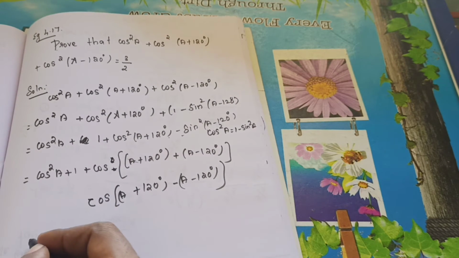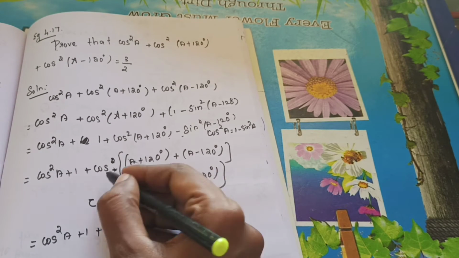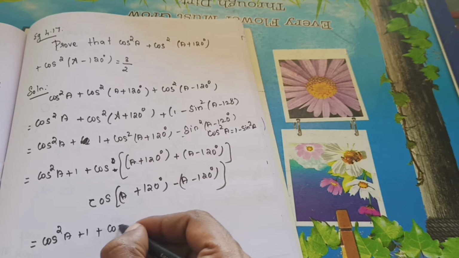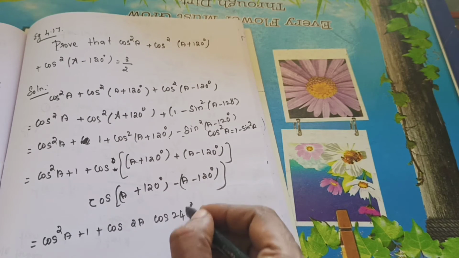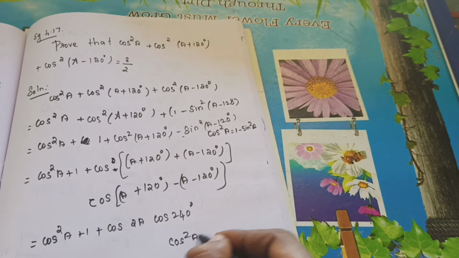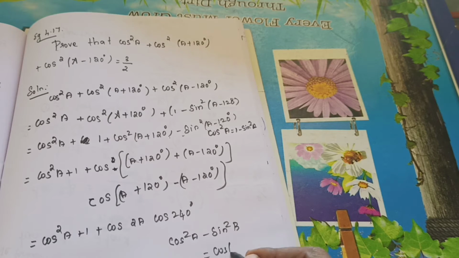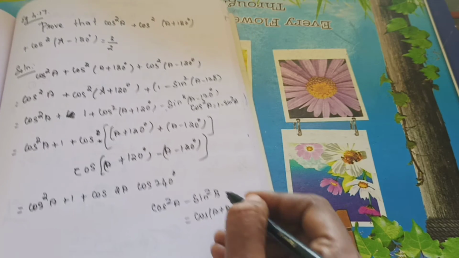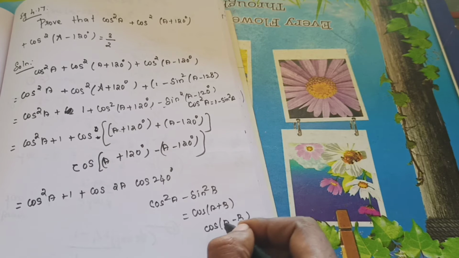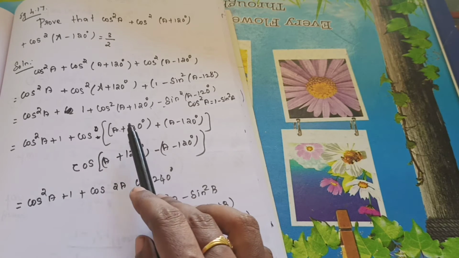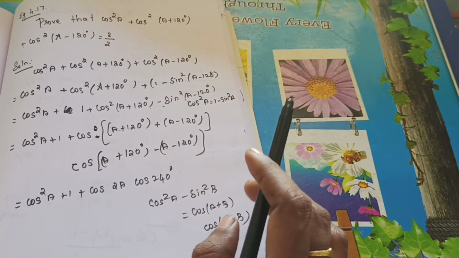So that is equal to cos square A plus 1 plus this one together you can write as cos 2A cos 240 degree. How much? Cos square A minus sin square B, what's the formula? Cos (A plus B) into cos (A minus B). We can use the formula. Okay. So A plus B means 2A, this one you will get.